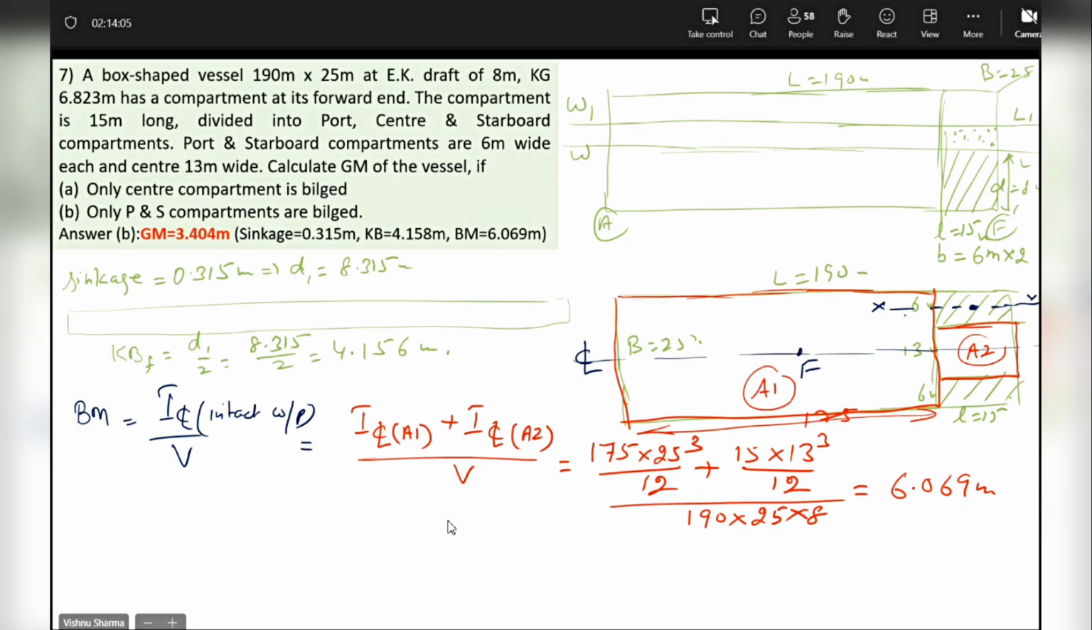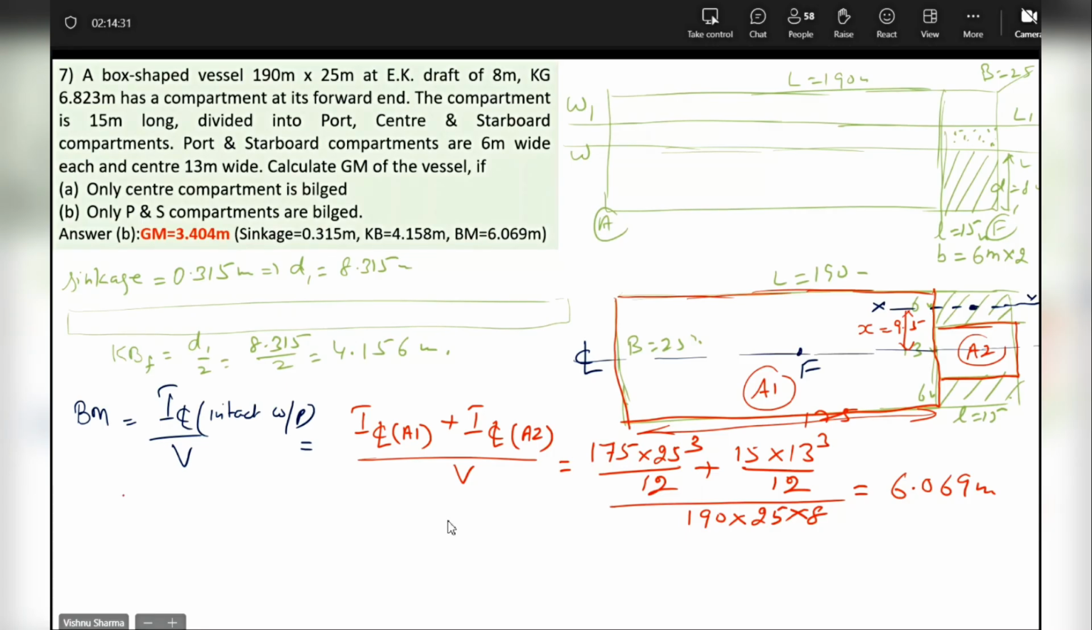3 plus 6.5. This is x. How much is the distance? 6.5. Is it? No, sorry, 9.5. X is 9.5. Okay. I have not used D because D we have already used in draft. So that's why I'm avoiding the use of D here.